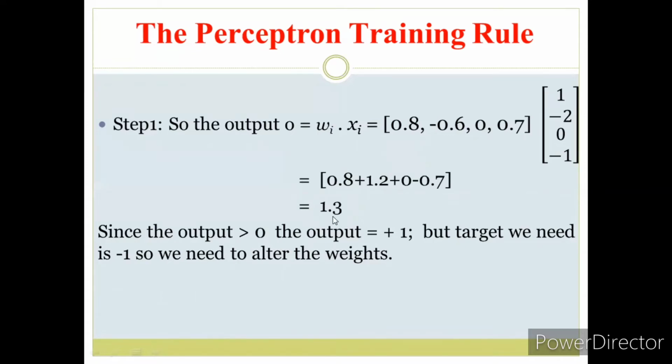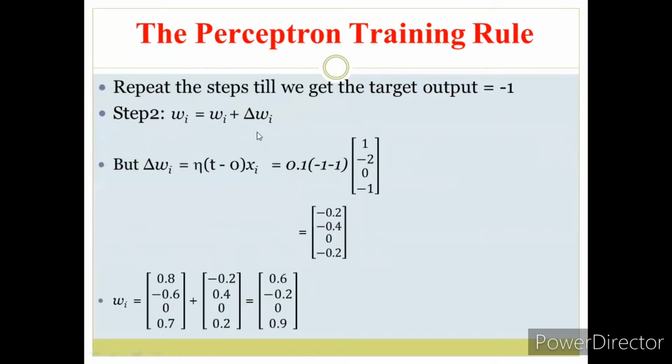But now also the output is greater than 0, then the output here also we get as positive 1, but the target was -1. So we need to alter the weight again. And the process of altering the weight is repeated with the same method. As you can observe, weight is given by weight plus change in weight. And change in weight, we know the definition as neta into (t minus o) xi. And already we know neta is 0.1, target is -1, output we got was 1, so it is -0.2 multiplied with the input value, so it is -0.2, 0.4, 0, -0.2.